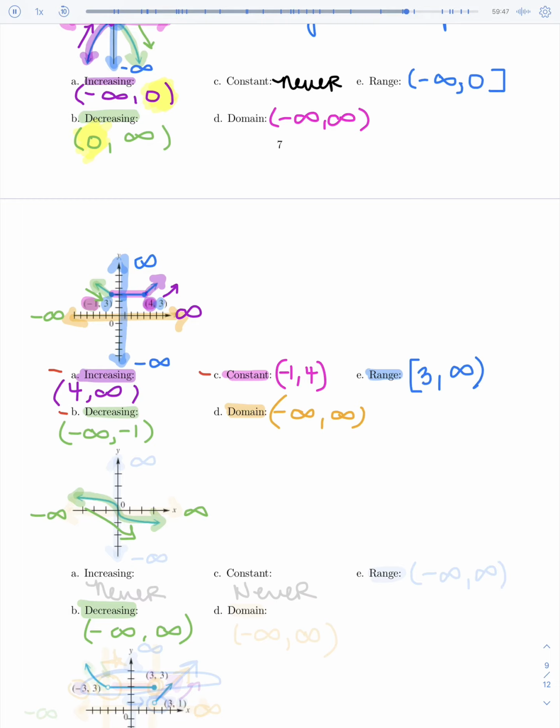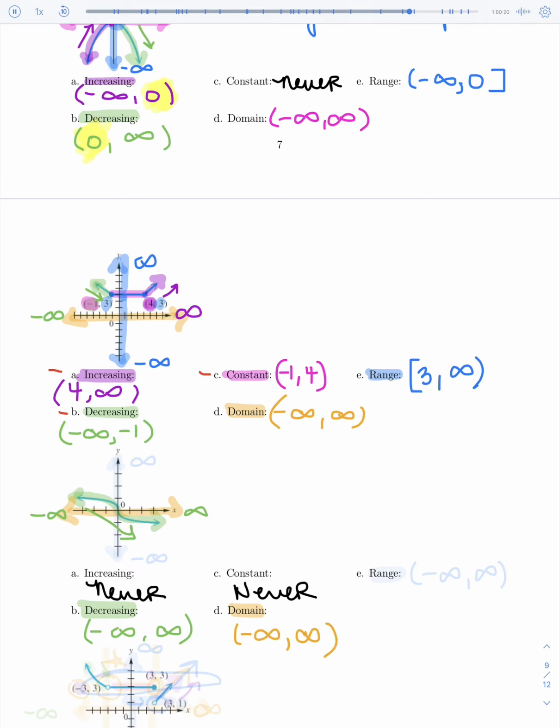So when is it increasing or going up? Never. It's always going down. And when is it constant? Never. It's always going down. What's our domain? Our domain has us looking at our graph from left to right and saying, where do I have a graph? Well, I have a graph everywhere to the left and everywhere to the right. So my domain is going to be -infinity to +infinity.